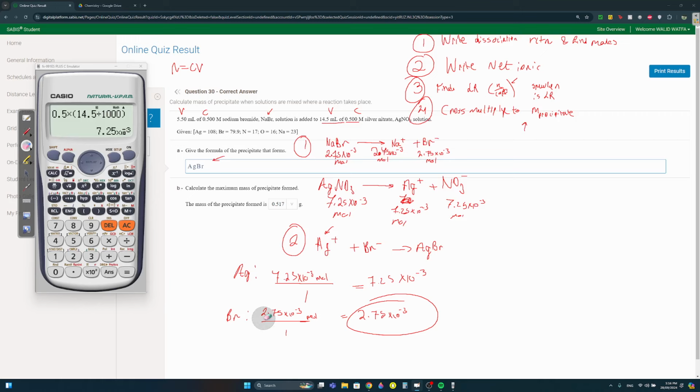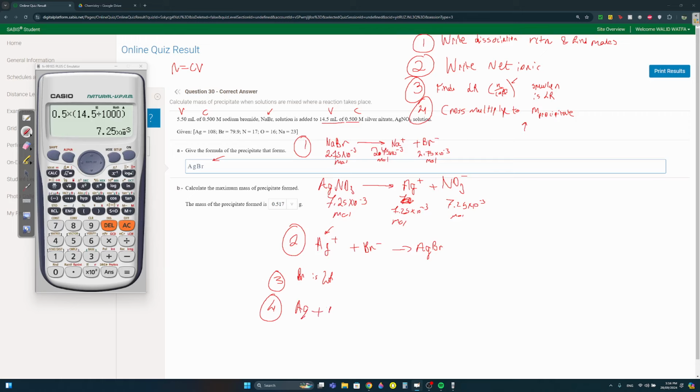Let's erase this. We want to cross multiply and do RR and GR, right? So we did step 3. We found that Br is the limiting. For step 4, to cross multiply, we have Ag plus Br to get AgBr. RR, GR. What do we have? We have the moles of Br. In the reaction ratio, it's 1. How much do we have? We have it as 2.75 times 10 to the negative 3.